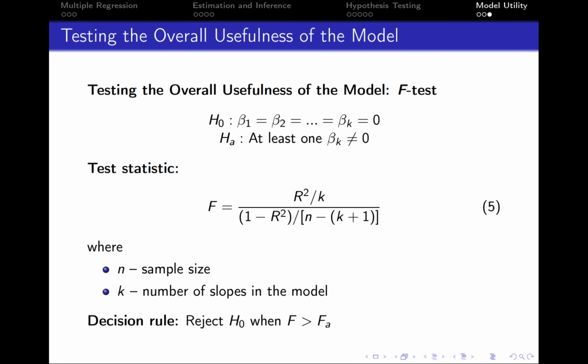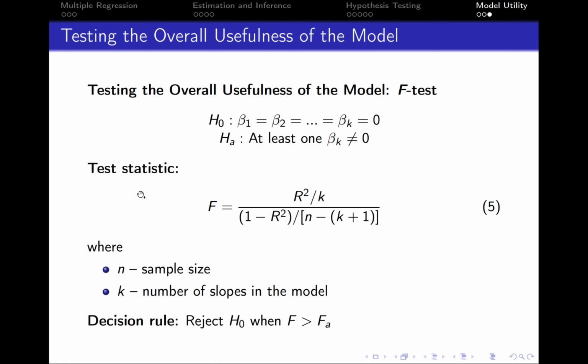And another measure that allows us to say whether we have a good model or a bad model, so to make a conclusion about the model's utility, is the F-test for the overall usefulness of the model. And the test is conducted in the following way. The null hypothesis is that all the estimated coefficients, all the estimated slopes, beta 1, beta 2, all the way to beta k, are simultaneously equal to 0. And the alternative hypothesis is that at least one estimated slope is not equal to 0.